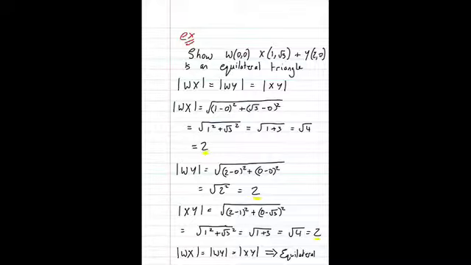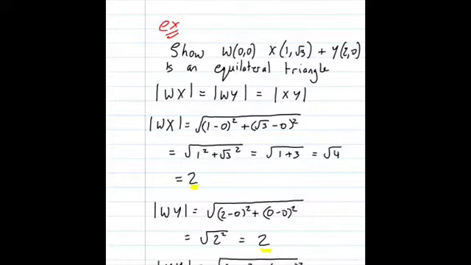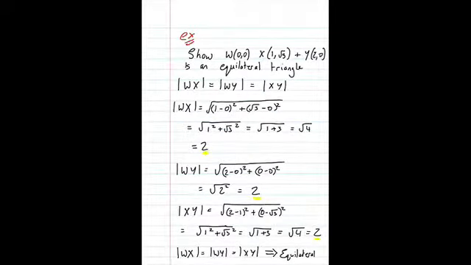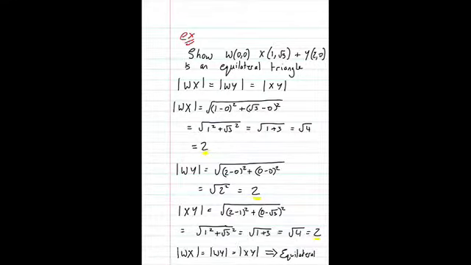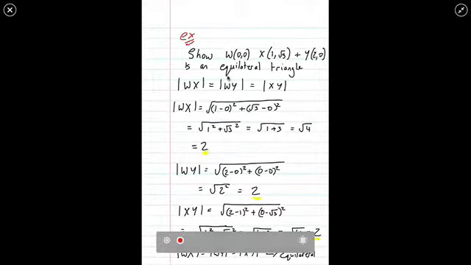Next one. Here's just something you might have to do. Show that W(0, 0), X(1, root 3) and Y(2, 0) is an equilateral triangle. What's an equilateral triangle? Okay, first of all, what does this W, X and Y mean? Does that mean I multiply? It just means they're called the points. So 0, 0 is called the point W. 1, root 3 is called the point X. 2, 0, Sinead, is just called the point Y.